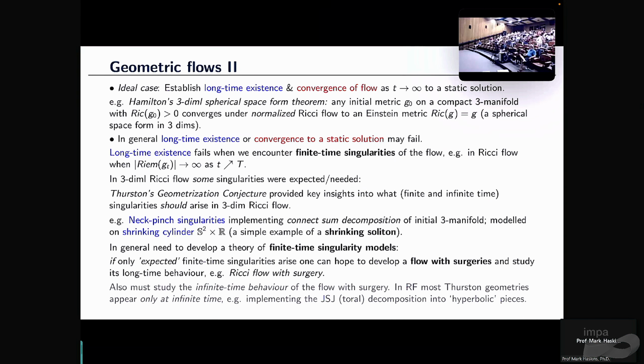So for some questions, you will still have to analyze what happens in the behavior of the flow at infinity. So most of the Thurston geometries only appear at infinite time. And so, for instance, if you have to do something like this JSJ torus decomposition before you get the hyperbolic pieces, then you may have to look at the behavior. Does the flow see that at infinite time? But let's not look at infinite time singularities until finite time singularities are under more control.